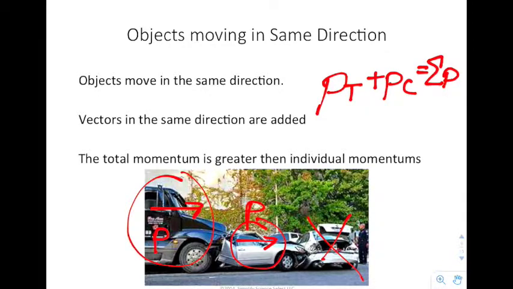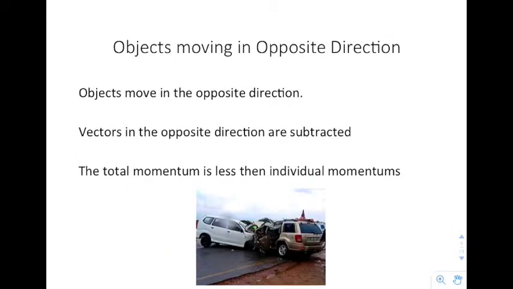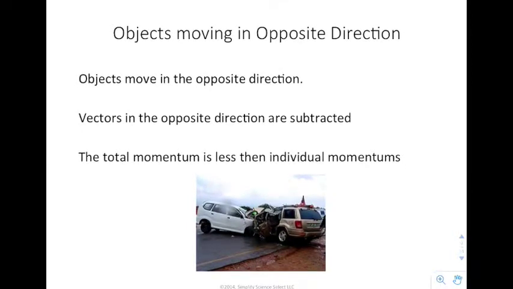So the total momentum in this particular case is greater than the individual momentums because they're moving in the same direction. Whenever you have objects moving in opposite directions, the vectors in the opposite direction are subtracted. So you see that with a head-on collision.